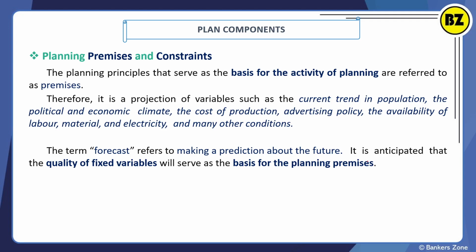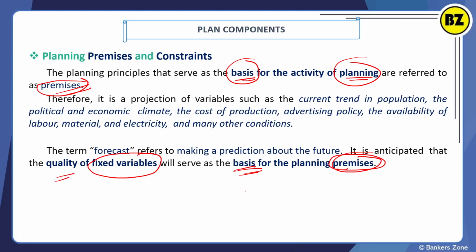Now here understand, there are two things you have to note. What is the basis for planning? The premises. Now what is the basis for the premises? For the premises, the quality of the fixed variables is the basis. So remember, for planning, the basis is the premises, and for the premises, the quality of the fixed variables is the basis.